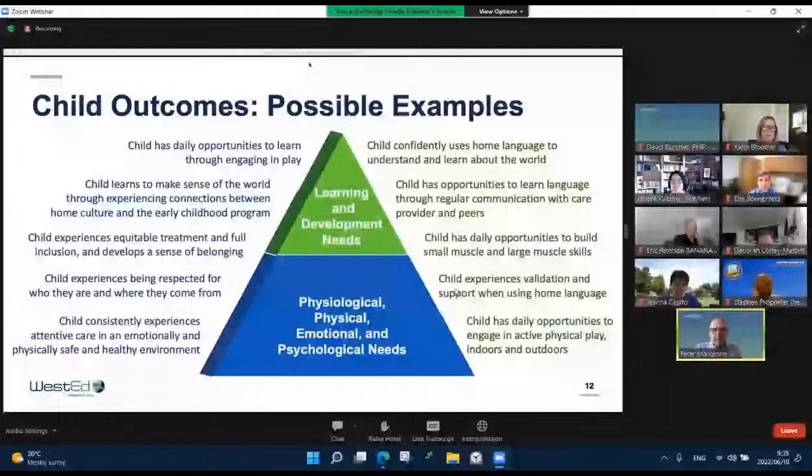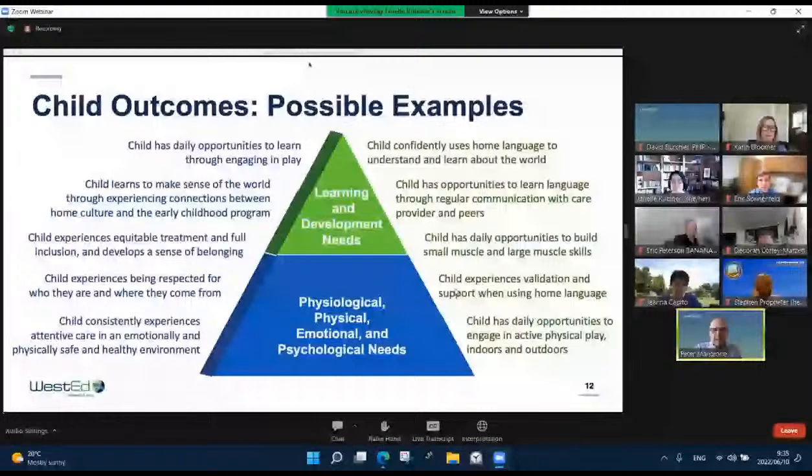Over on the right side, active physical play. We know health is very important, and we know that our children need to move. That's very important for their well-being now, but it's also going to have benefits longer term. We want to make sure that children feel validated, and this is part of who they are. We know in our state, with so many of our children in early care and education programs coming to our programs with a different home language, we want to make sure that an outcome for the child is experiencing validation and support. That's part of that sense of who you are.